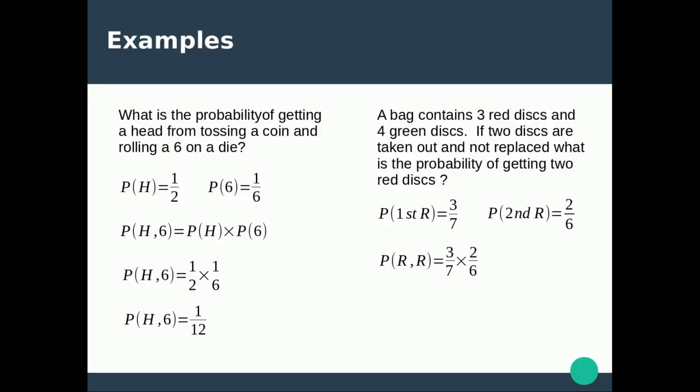So the probability of getting a red and then another red is going to be 3 over 7 multiplied by 2 over 6, which is going to give us 6 over 42. If we wish, we could cancel that down to be 1 over 7, but we can leave it like this if we choose.